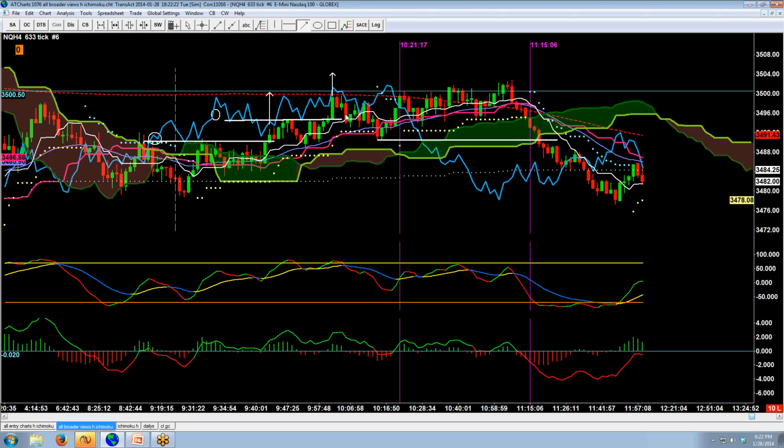So pretty much that's what you do. You can do it on any chart. The larger the chart, the less noise, obviously. So I hope that you find that helpful.